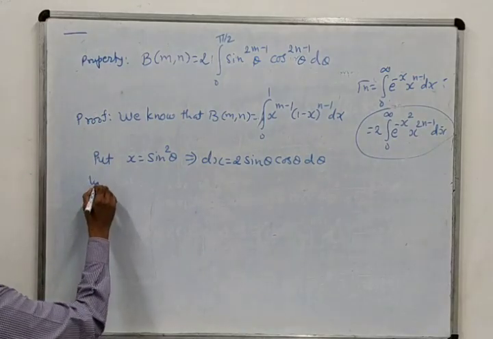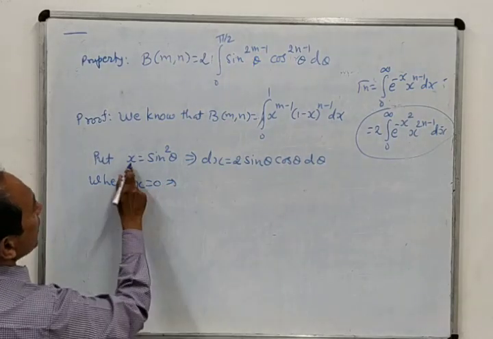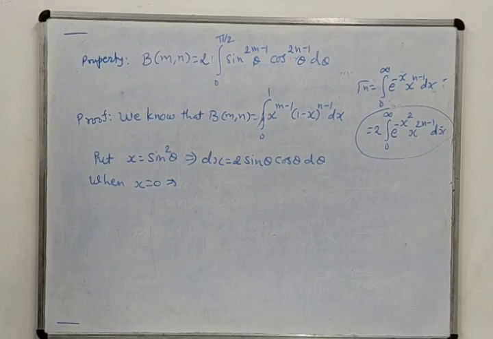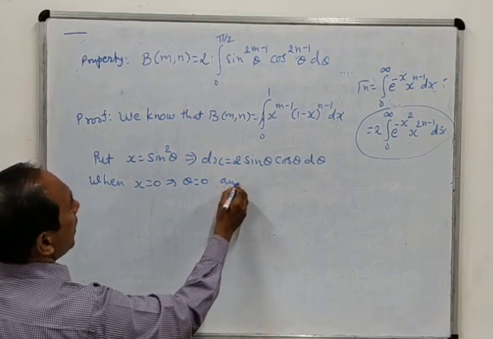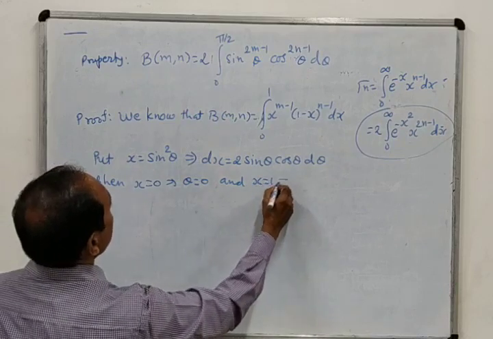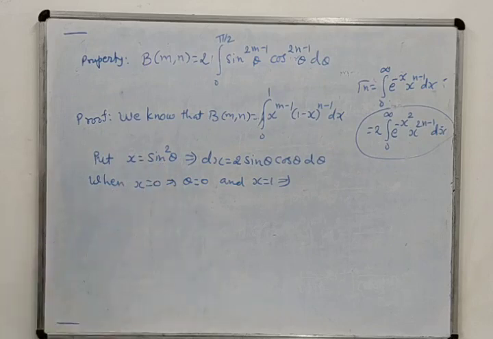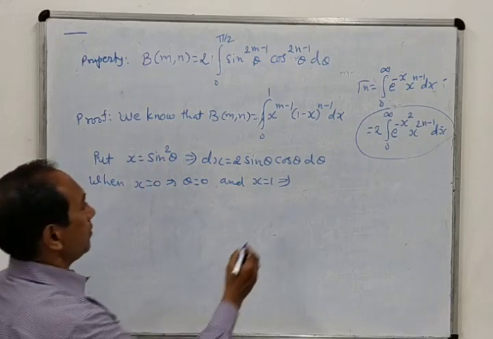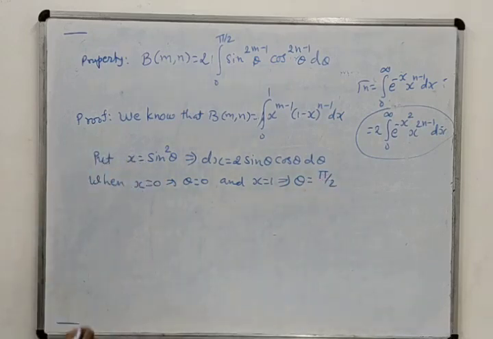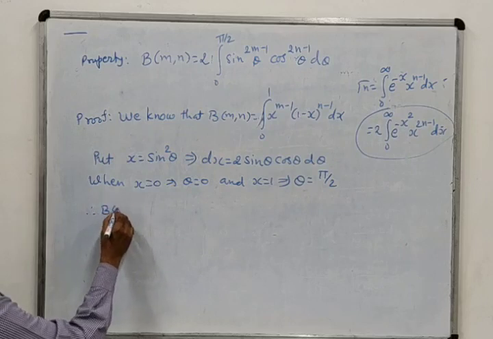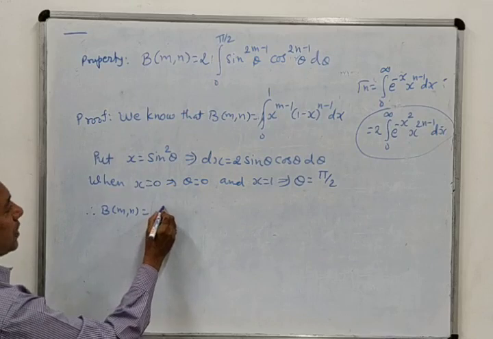The limits will also change. When x equals 0, sine theta equals 0, but we know that sine theta is 0 when theta equals 0. And when x equals 1, sine theta equals 1, but sine theta equals 1 when theta equals pi by 2. Therefore, we put all these values in this definition of beta m n.